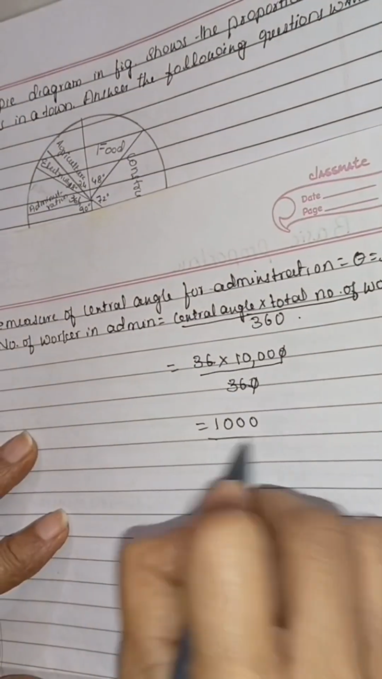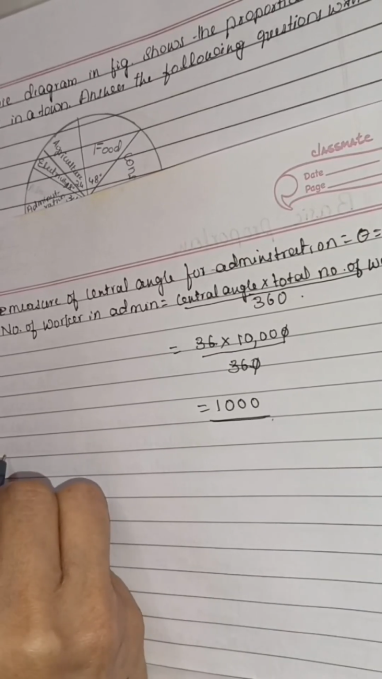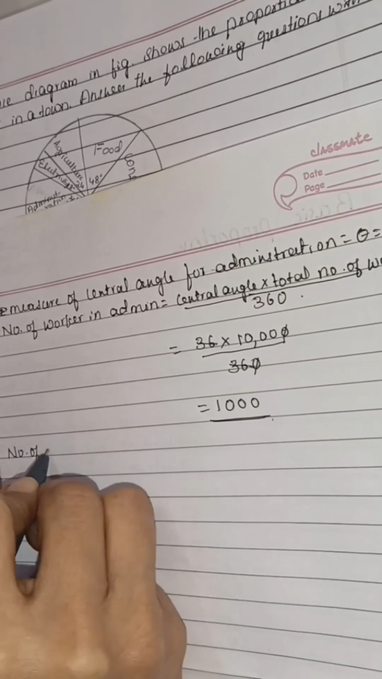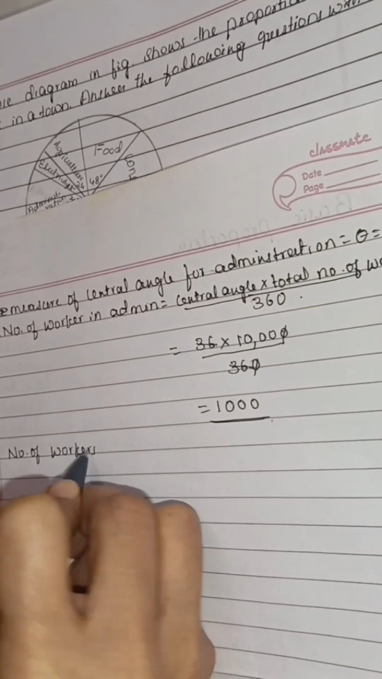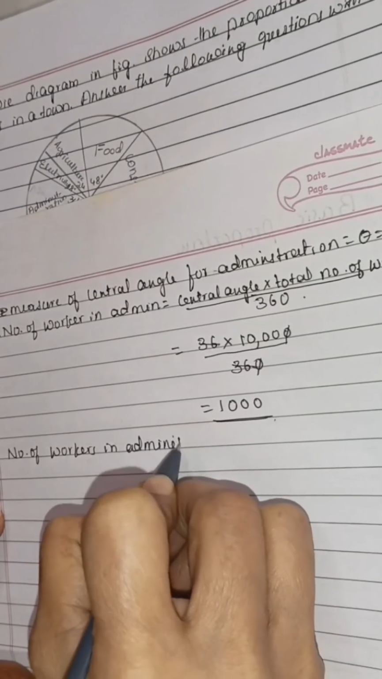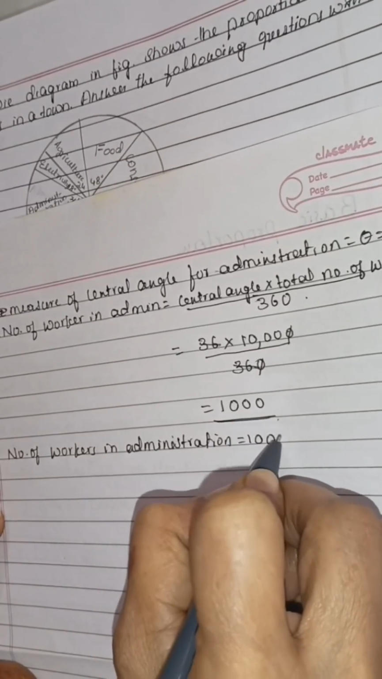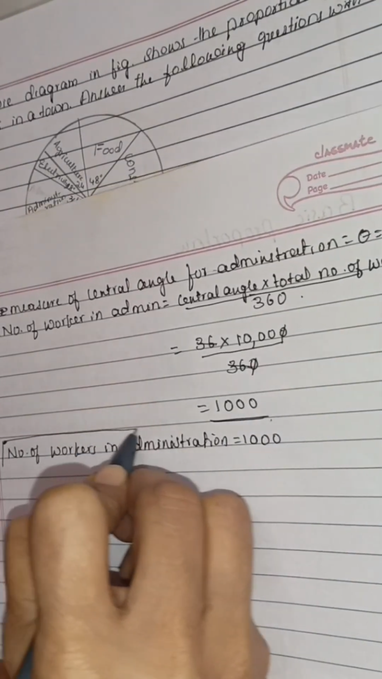Therefore, the number of workers in administration is 1000. This is the second question's answer.